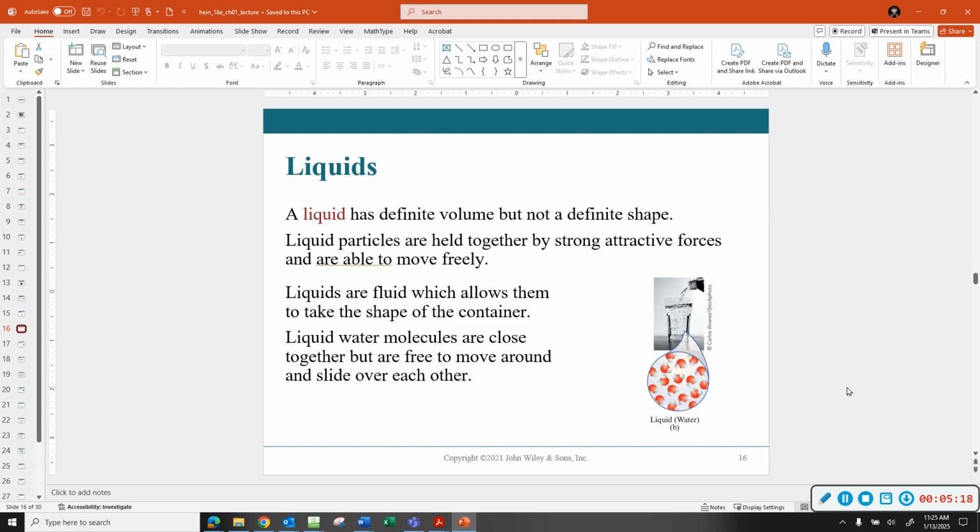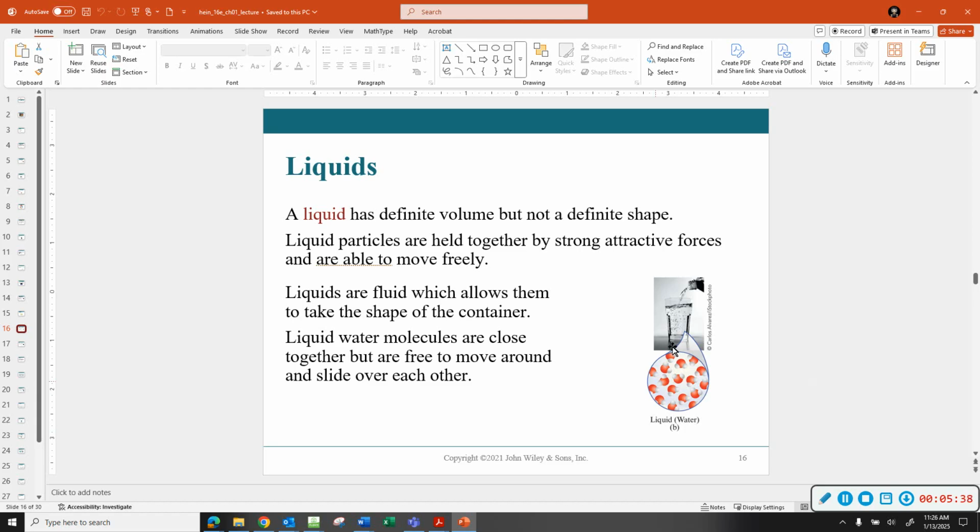Liquids, they have a definite volume but no definite shape. They also, though, cannot be compressed. So liquids will only squeeze together. They're free flowing. So they take the shape of their container, but you can only compress them so much. So once they hit a certain point, they can't be compressed.